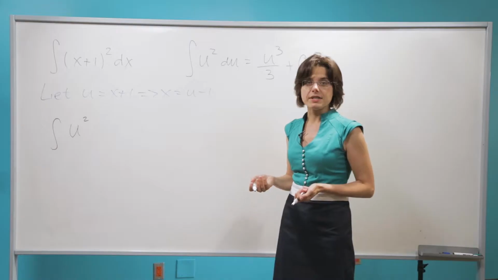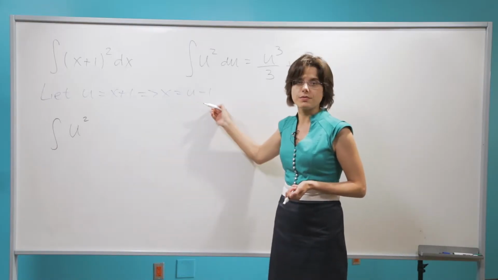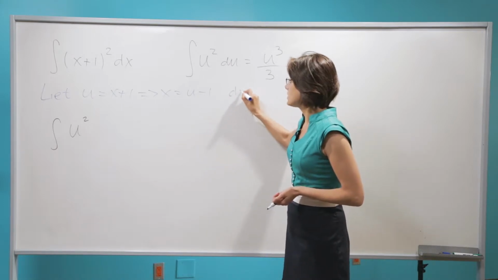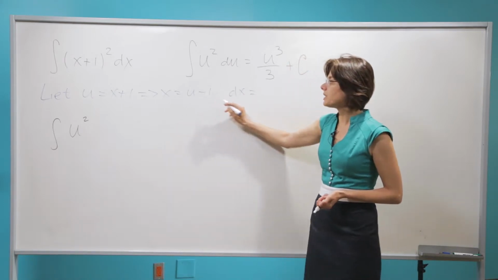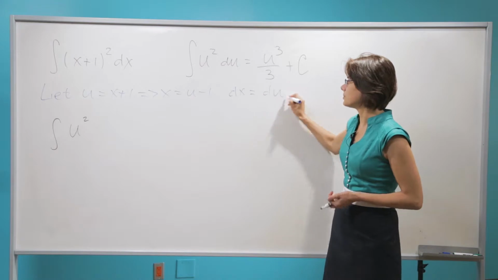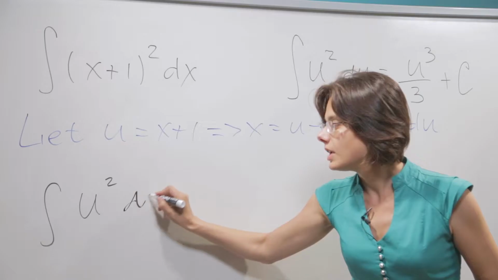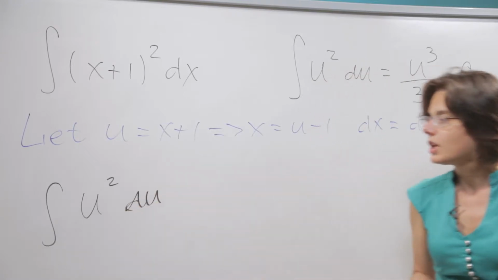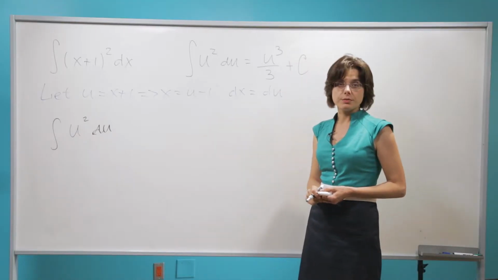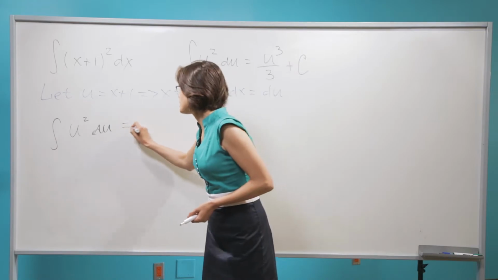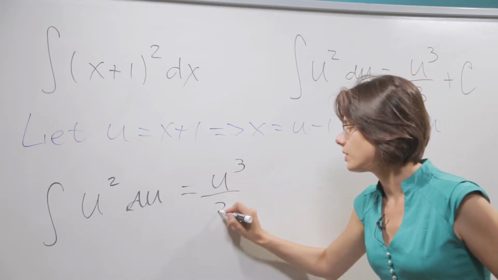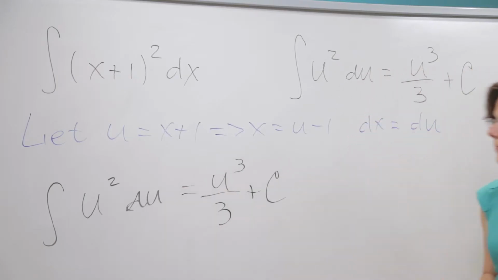Now it's easier to find dx, which is just the derivative of this function. So dx is equal to the derivative of u - 1, which is just du. Now we have that dx is the same as du, and we obtained a new function, the integral of u^2 du. And we know how to integrate it. So it's u cubed over 3 plus constant c.